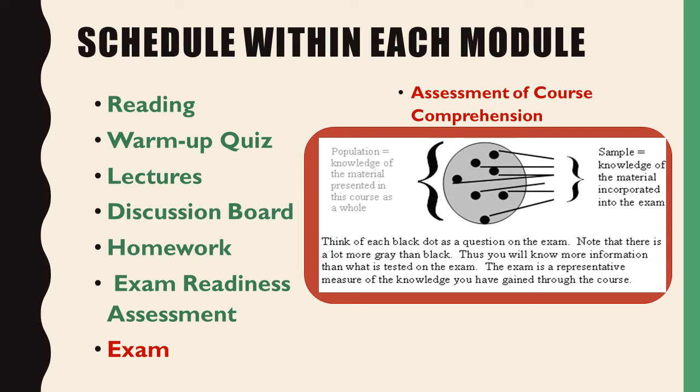So when we're looking at the exams, these are your assessment of the course comprehension. And as you can see from this figure here, the course information that we're covering is, think of it as kind of the population, that gray area. So you're going to know a lot more information than what is tested on the exam. Those black dots in that figure represent a sample, which is basically the module material that's incorporated into the exam. Thus, the exam is a representative measure of the knowledge you've gained in the course. It will not be comprehensive over all material. That would simply be too much for you to complete.